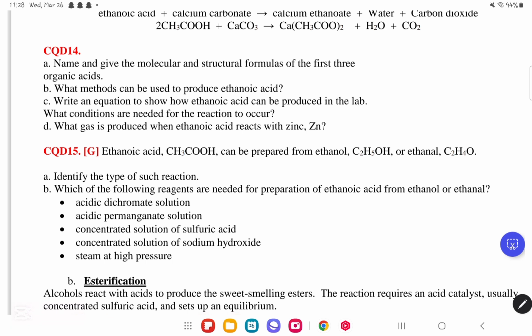We move on to CQD number 15. They told us that ethanoic acid CH3COOH can be prepared from ethanol C2H5OH or ethanal, which is C2H4O. Identify the type of such reaction. If it will be prepared from ethanol, it will undergo oxidation. So ethanol will undergo oxidation to form ethanoic acid. So this type of reaction is oxidation.